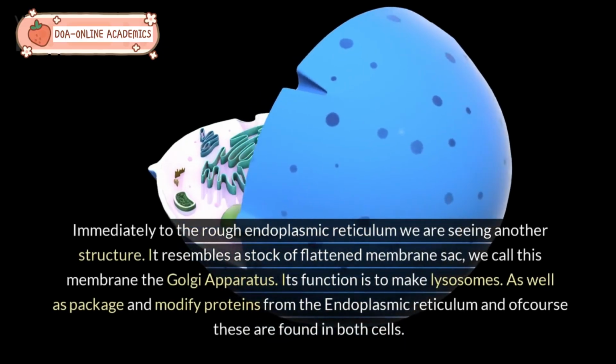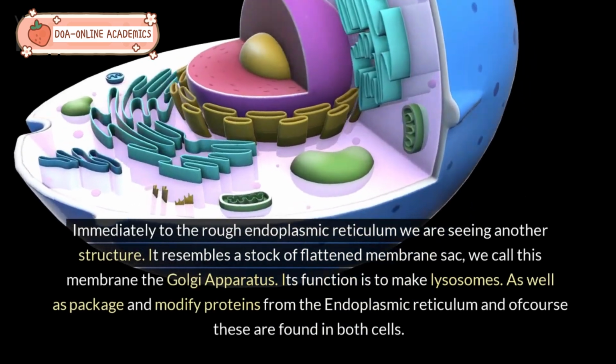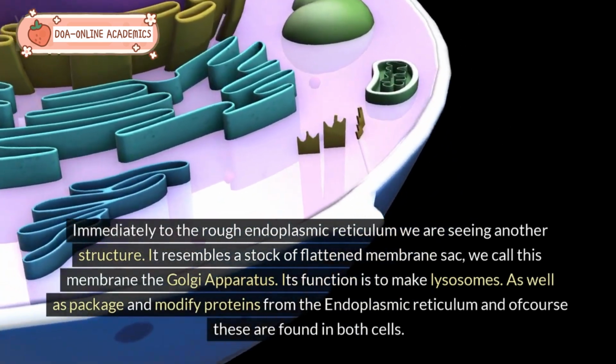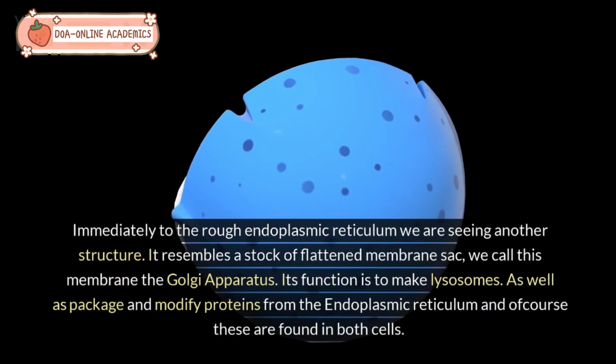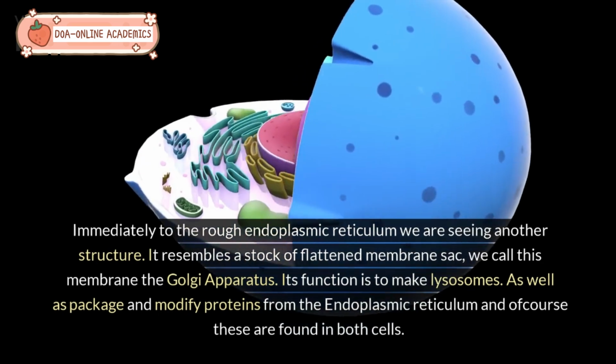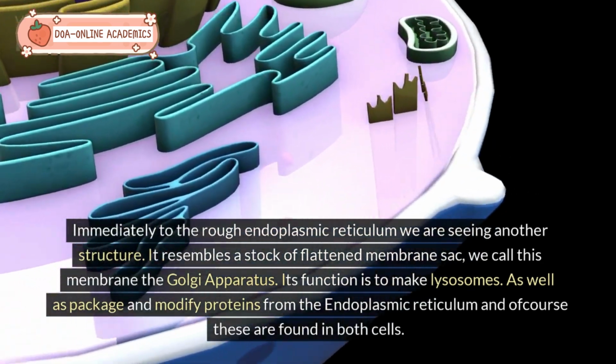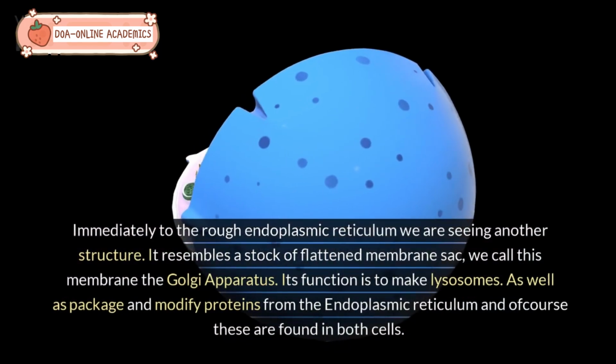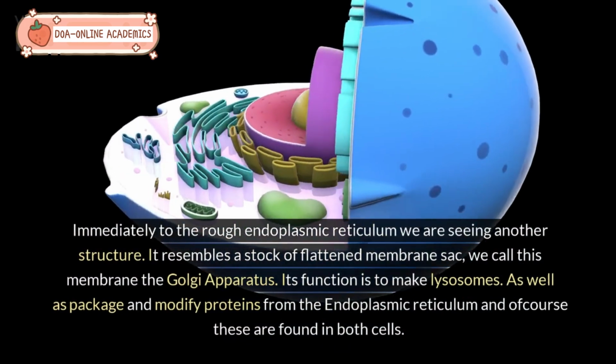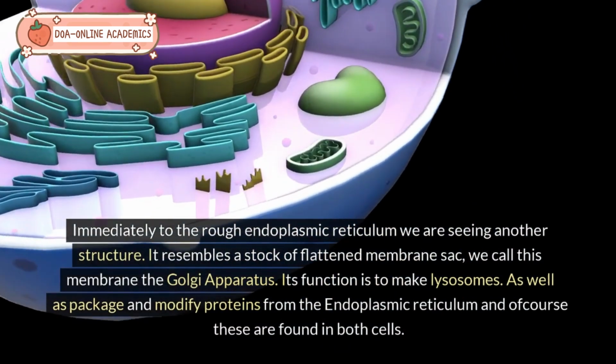Immediately next to the rough endoplasmic reticulum we are seeing another structure. It resembles a stack of flattened membrane sacs. We call this the Golgi apparatus. Its function is to make lysosomes, as well as package and modify proteins from the endoplasmic reticulum, and of course these are found in both cells.